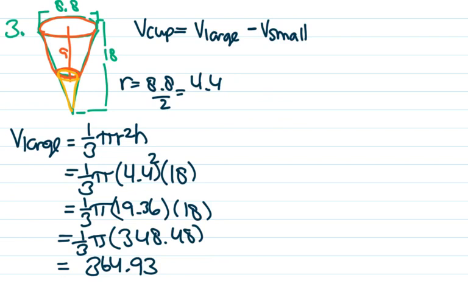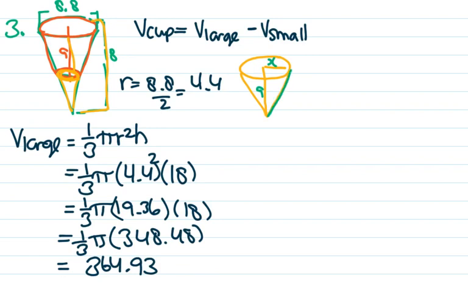Now I need to find the volume of the small cone and then subtract it. The only problem is I don't know the radius of the small yellow cone down here. They don't give me that information. So I need to find it. So I'm just going to redraw it over here. This is the small cone. The height of this cone is also 9 because my tall cone was 18, my cup is 9. 18 minus 9 is 9. I do not know the radius, so I'm going to call it x.